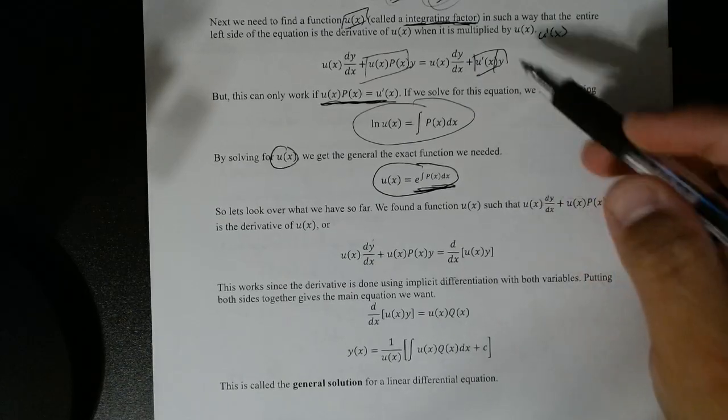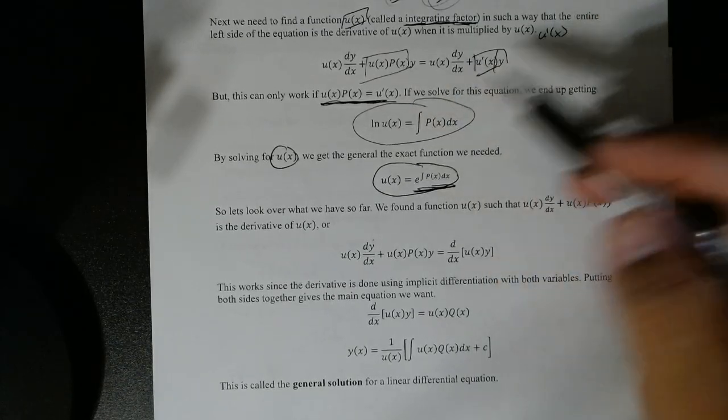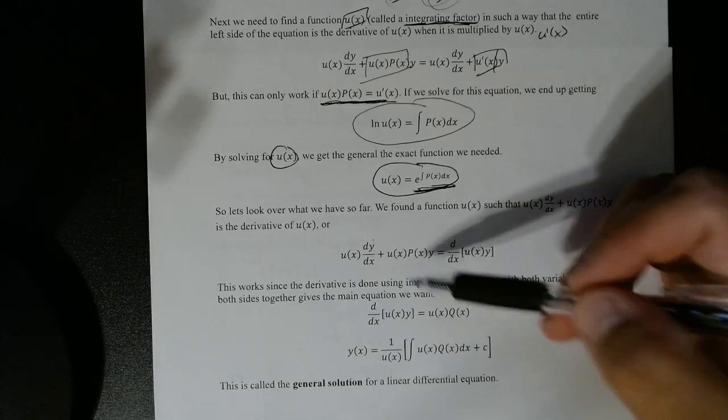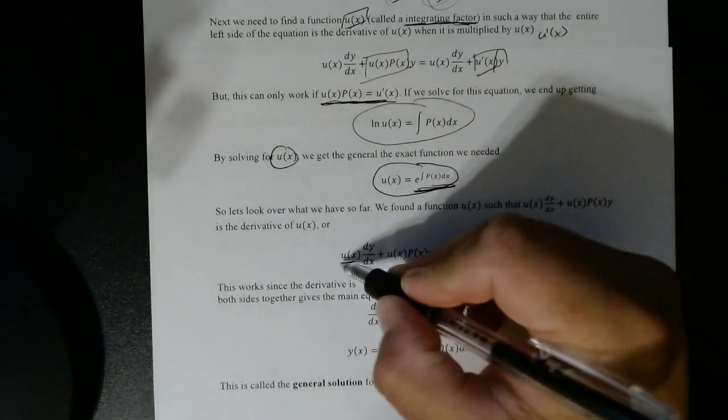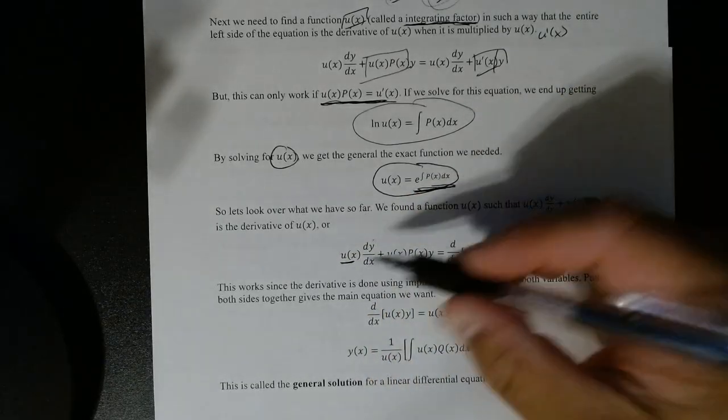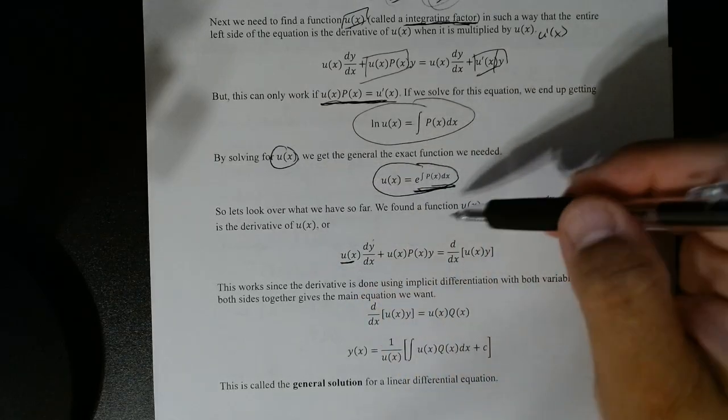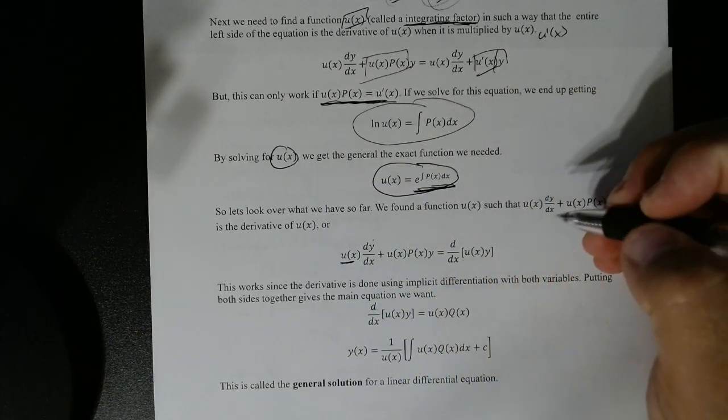Now again, why do we care about multiplying by u of x to begin with, when we don't want a number in front of here? We want just a 1 in front of it. Now the best part is, by doing this process we actually simplify things a lot further.